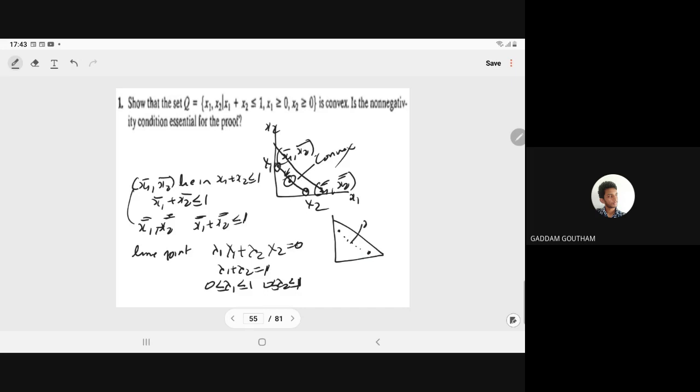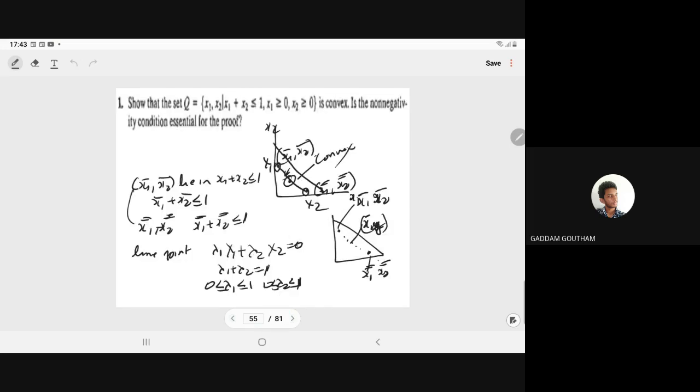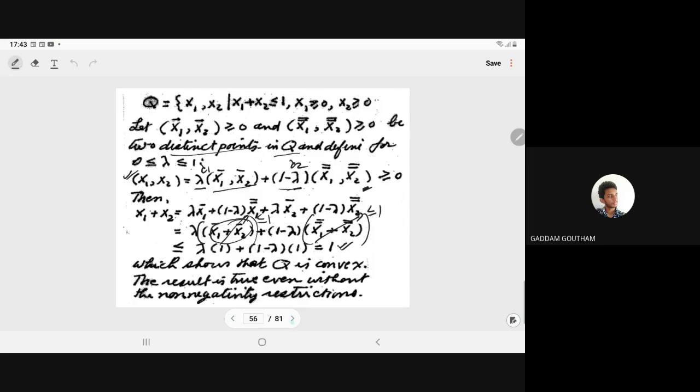Here we have taken (x, y) as an arbitrary point, and here we have taken x1 bar and x2 bar, and x1 double bar and x2 double bar. You can take any point, or (x1, x2). Clear?